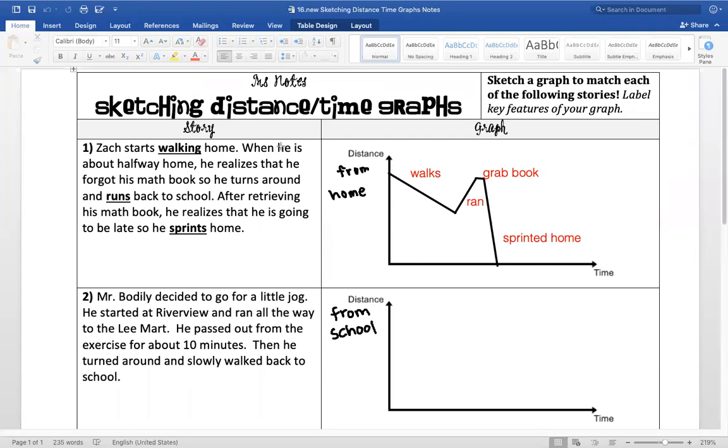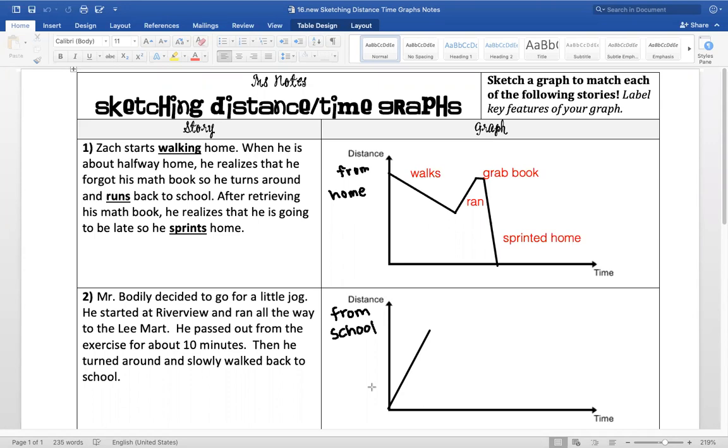Mr. Bodily decided to go for his jog. Now a jog is a little bit faster than walking. And it said he started at Riverview. So if his distance from school is at the very bottom, he is at school. And he ran all the way to the Lee Mart. So we are going to give Mr. Bodily a generous jog here. And I'm gonna make it like this steep. I don't know why it's so weird at the bottom there, just ignore that.